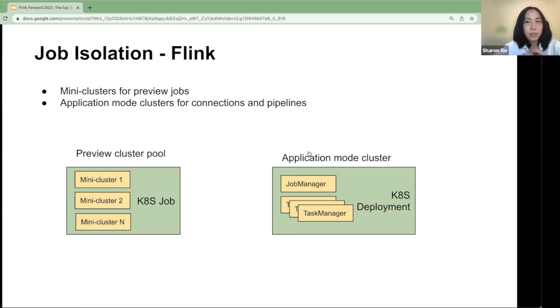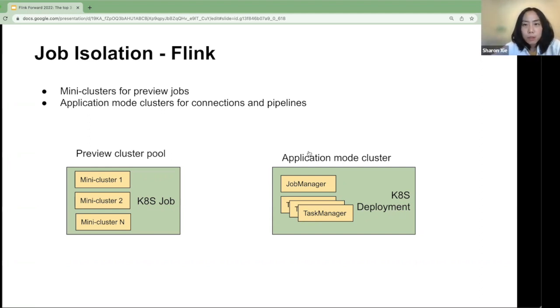Those preview jobs are very short-lived, and the result of the job gets streamed back to the user. So the data volume is usually not a concern. If you can see 50 to 100 records, you have pretty good confidence in your query.